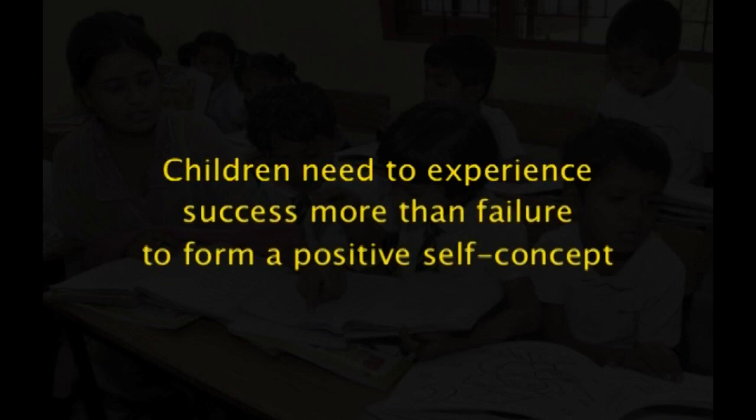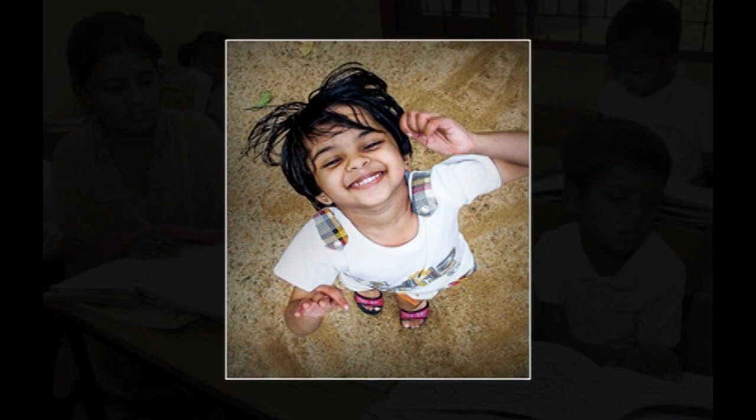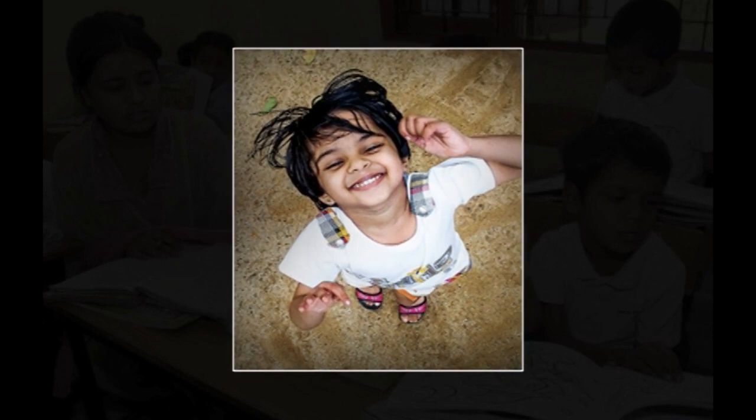Then the next principle is that children need to experience success more than failure to form a positive self-concept. The experiences should be planned in accordance with the maturational level of the children such that they are challenging as well as achievable or attainable. So, this promotes positive self-confidence in the child.